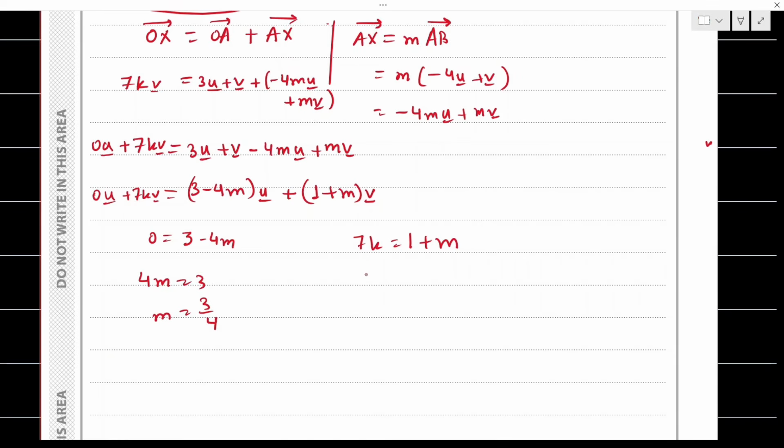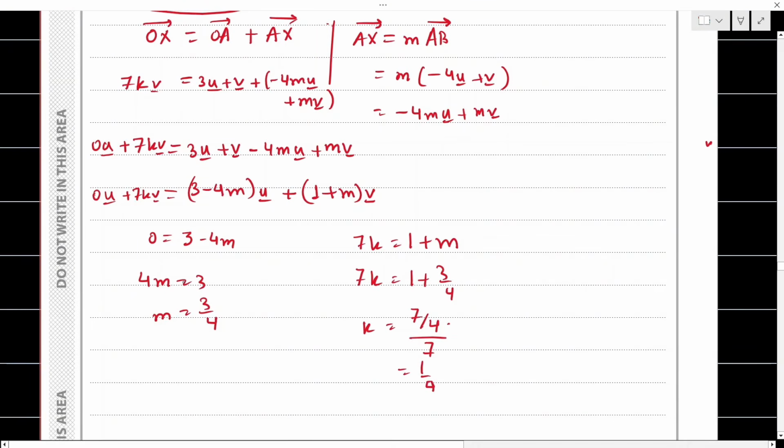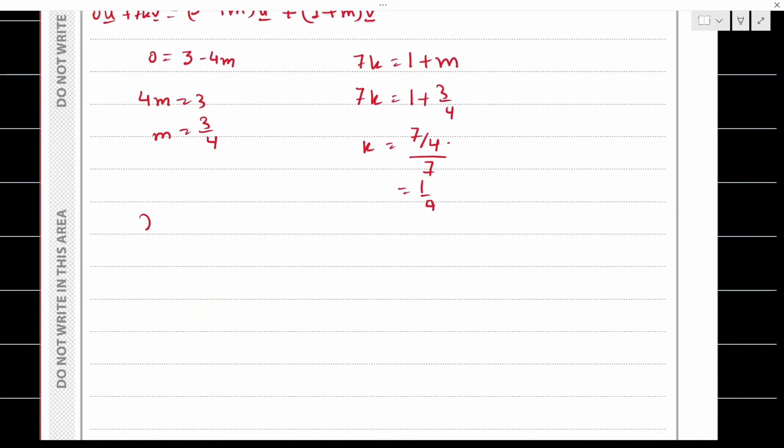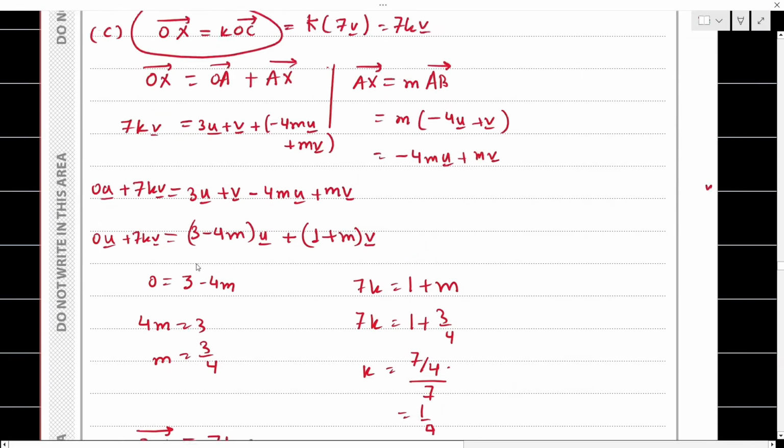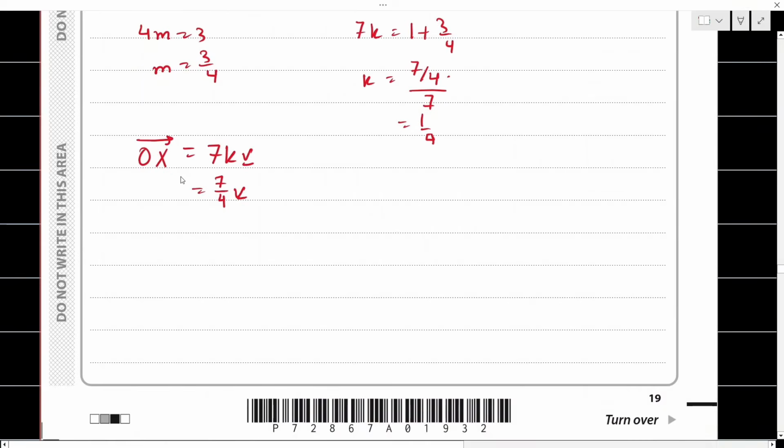I can use this value of m in our second equation. So 7k equals 1 plus 3 by 4, or k will be equal to 7 by 4 divided by 7. So k is equal to 1 by 4. From this I can find the value of OX. I know that OX is equal to 7kV, and k is equal to 1 by 4. So OX is equal to 7 by 4 V. So from here we know the value of OX.